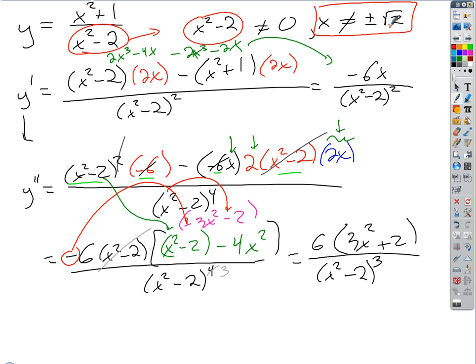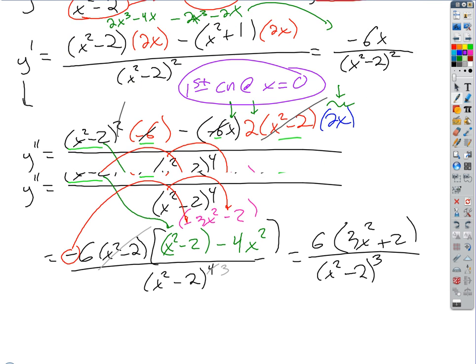So we ask ourselves, are there any places where the derivative is equal to 0? A fraction equals 0 when the top is 0. So where is the top 0? When x is 0. Okay, so we get a first derivative critical number at x equals 0. Let's go down and look at the second derivative.